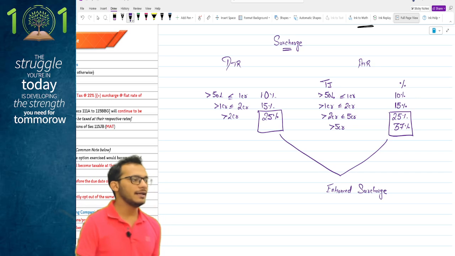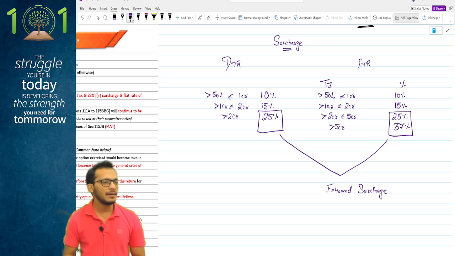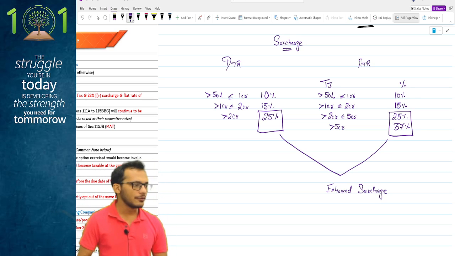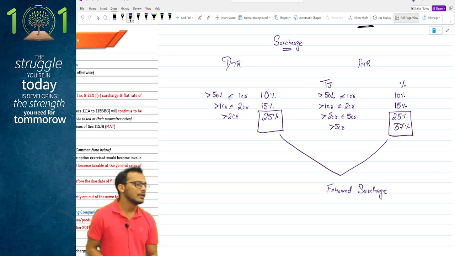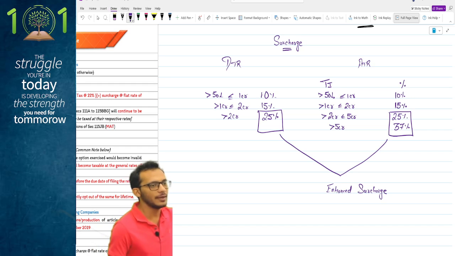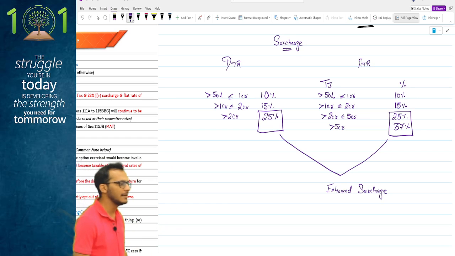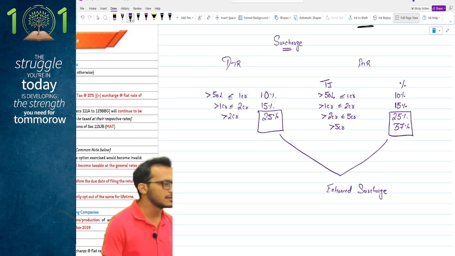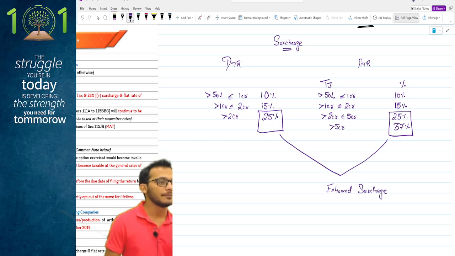In 2019, when the interim budget was being passed, Nirmala ma'am came and said, I want to become the Robin Hood of India. I want to get more money from the rich, and therefore she introduced two additional surcharges called 25 and 37. This was introduced in 2019, and they clarified this as enhanced surcharge. Correct, not correct?